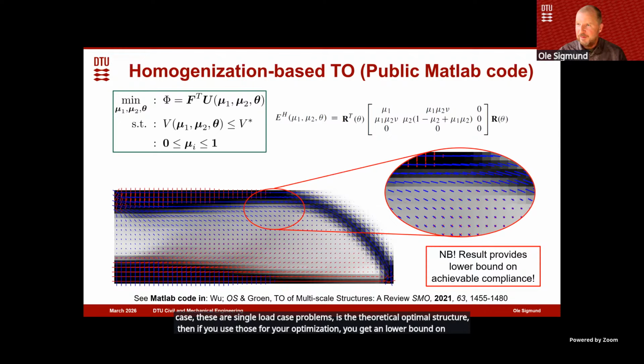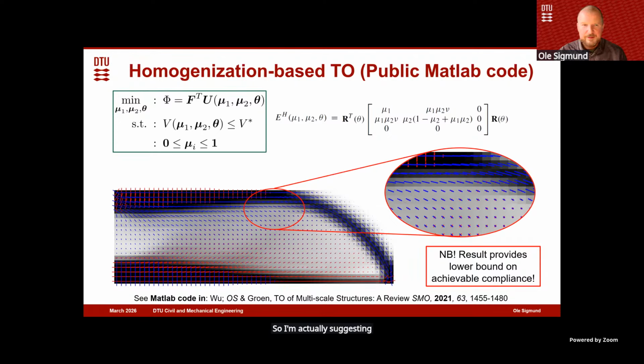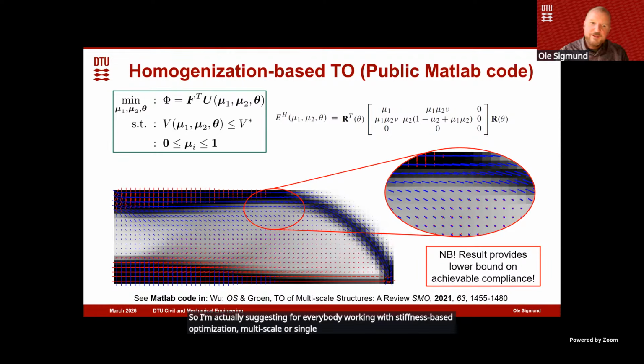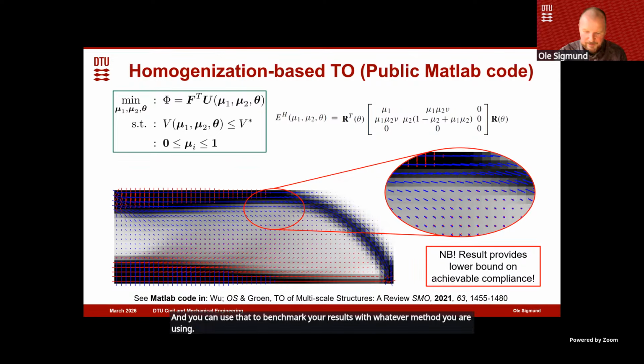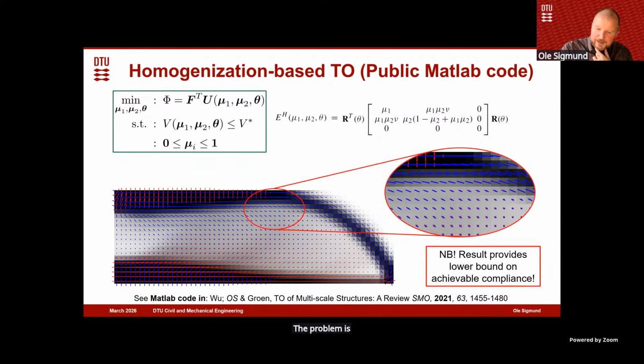on the achievable compliance. So I'm suggesting for everybody working with stiffness-based optimization, multiscale or single scale, you should run this code, and that provides you with a theoretical minimum compliance or maximum stiffness, and you can use that to benchmark your results with whatever method you are using. So that's one recommendation here. The problem is, however, still, how do we realize?